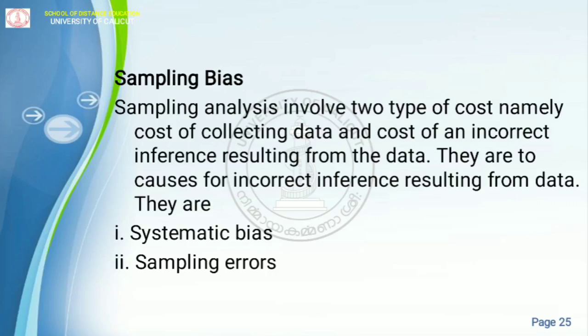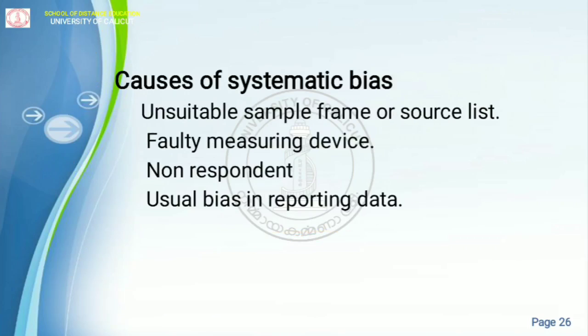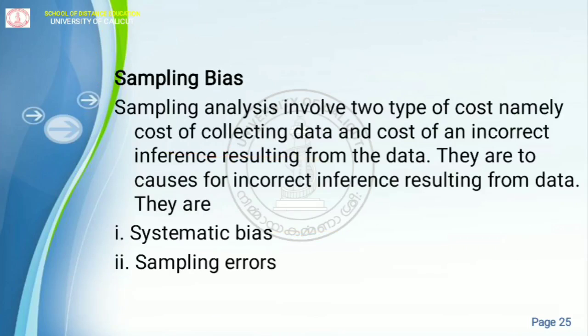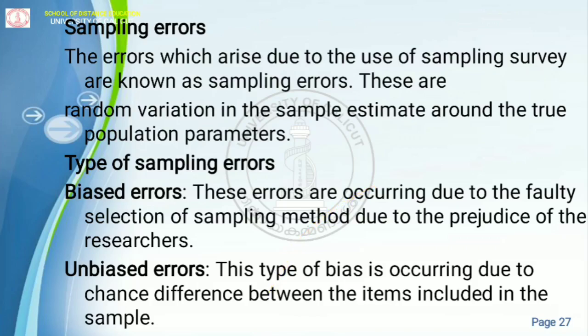So there may be systematic bias or sampling errors or bias. Okay, so why is there a systematic bias? Systematic bias may be due to an unsuitable sampling frame or source list, or a faulty measuring device, or non-respondents. Then the usual bias in reporting. While reporting we will have some missing data or something. Then sampling errors.